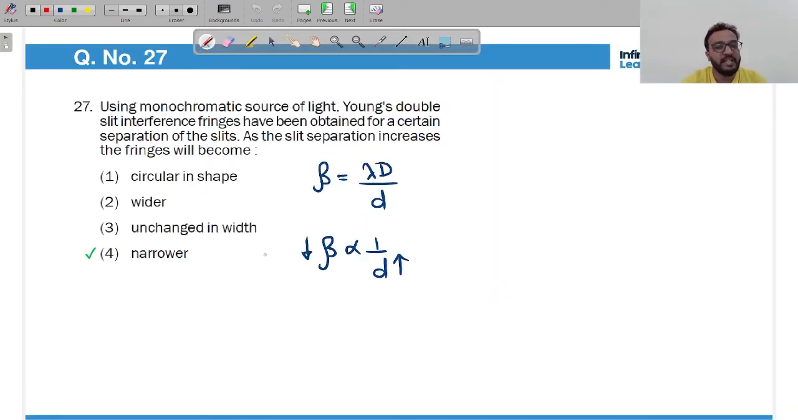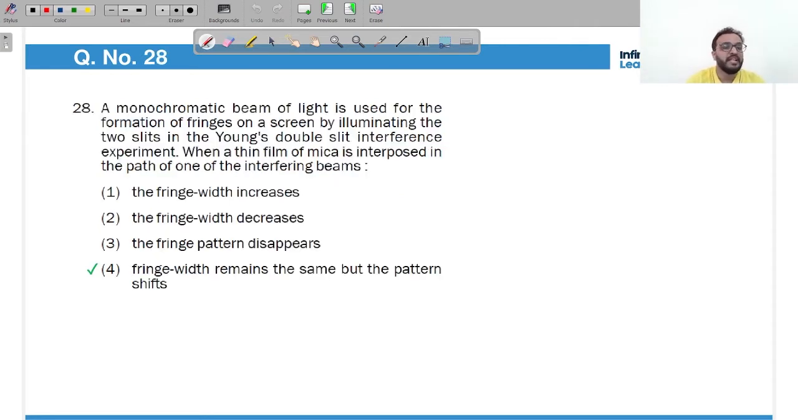Now, using a monochromatic light source, in Young's double slit experiment fringes have been obtained for a certain separation of the slits. As the slit separation increases, see, the fringe width formula is lambda D by d, lambda capital D by small d. So if you try to increase the distance between the slits, no doubt the fringe width will reduce. So they will get narrower. Understood?